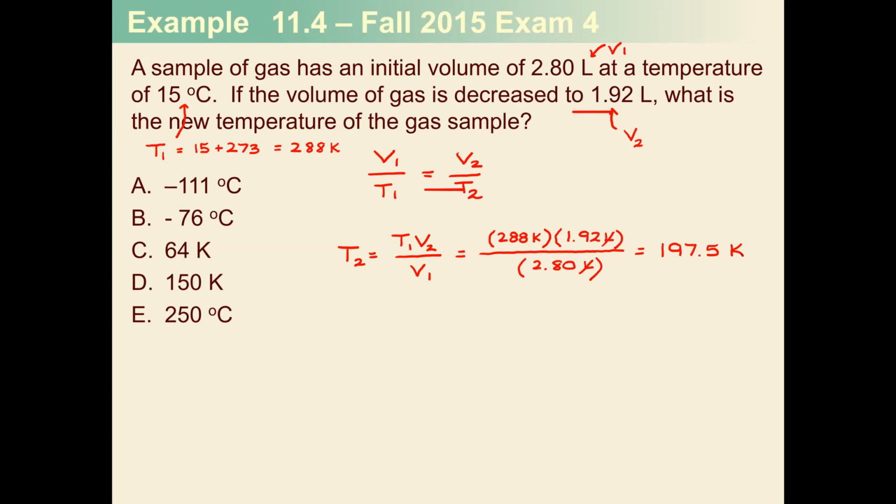If you look at your answer choices on the left, you will notice that that is not currently one of them. But what I can do is take my 197.5 Kelvin and subtract 273 to convert this to Celsius to see if that is one of those values. And you will find that I get negative 76 degrees Celsius, which comes out to answer B. So in this problem, you could see that even before I did any of the math, I was able to determine that I should be getting a lower temperature because my secondary volume is lower.